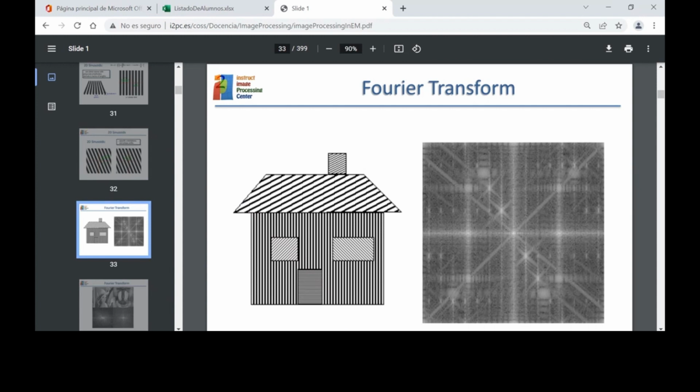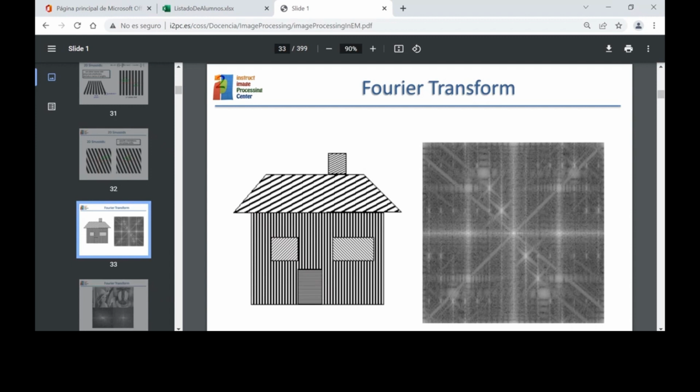But this roof is not symmetric, but it is periodic. So you will need a fundamental frequency and the harmonics. You see? So the Fourier transform is already telling you a lot about how an image is composed.